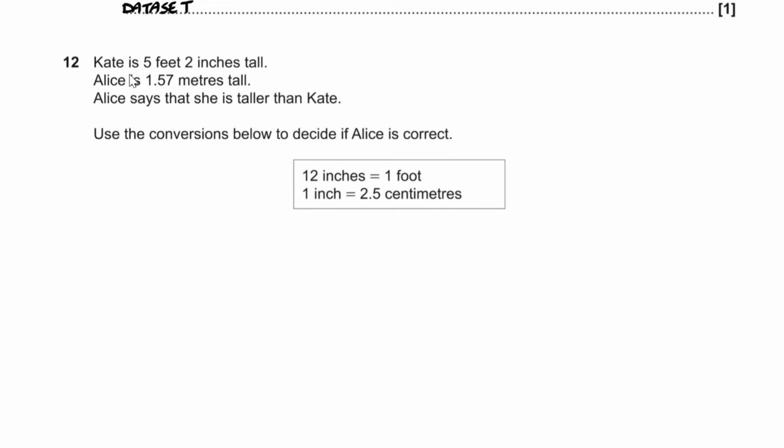Question number 12. Kate is 5 feet 2 inches tall. Alice is 1.57 meters tall. Alice says that she is taller than Kate. Use the conversions below to decide if Alice is correct. So we've got 12 inches is 1 foot, and 1 inch is 2.5 centimeters.